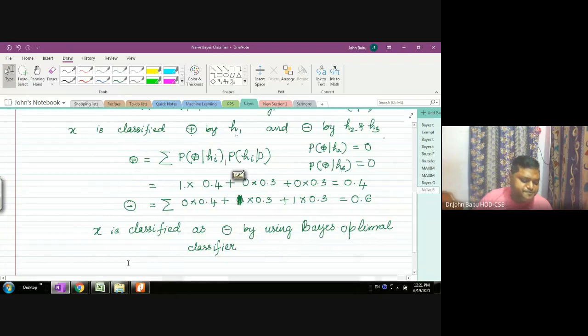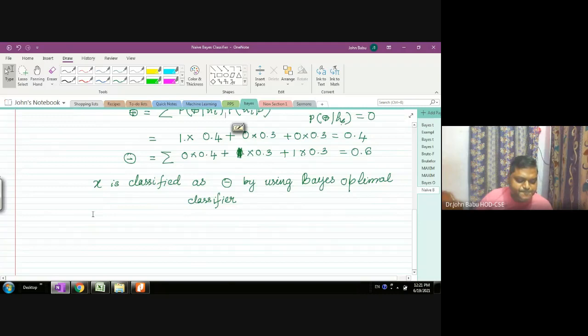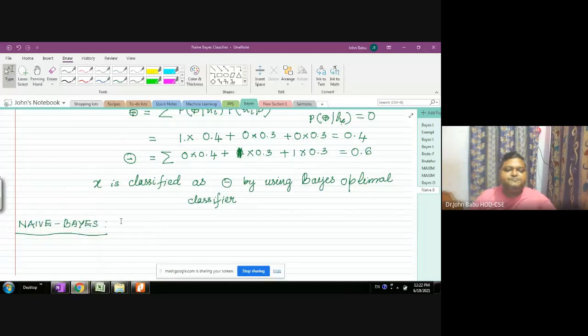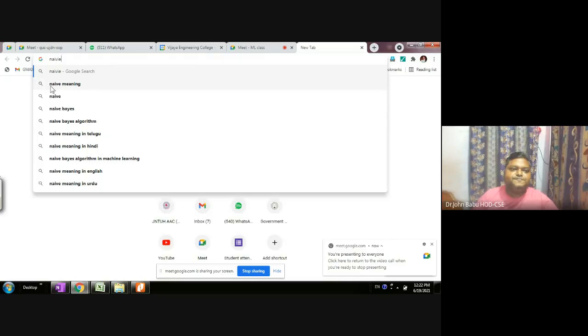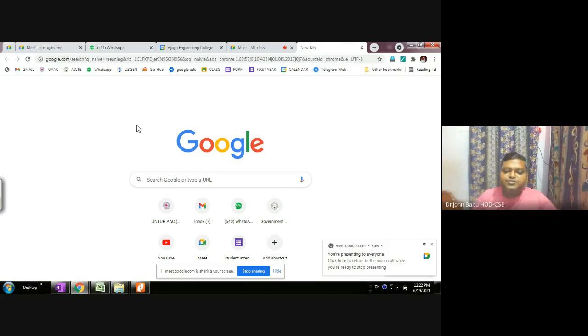Now in the Bayes, there is one more classifier which is called Naïve Bayes Classifier. What is the meaning of naive? Children, what is the dictionary meaning of naive? What is the meaning of naive? Don't know anything. Innocent, right? Yes, sir. Innocent. Why it is called naive, I will discuss tomorrow.